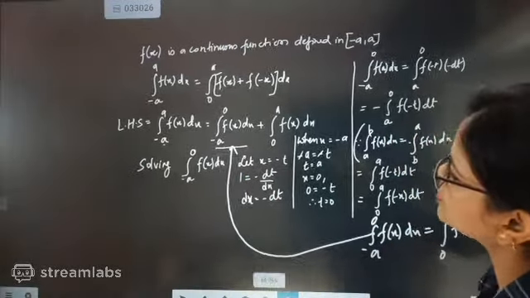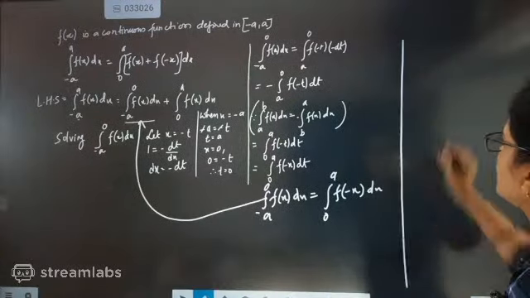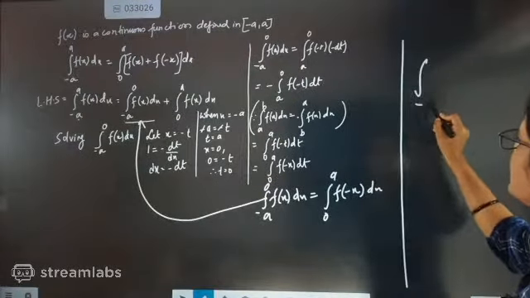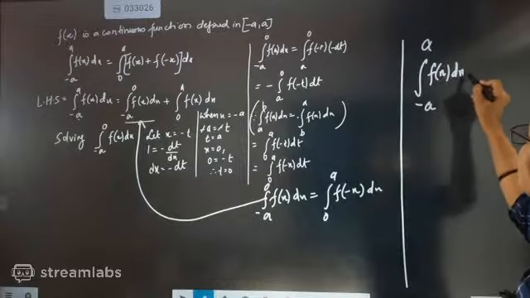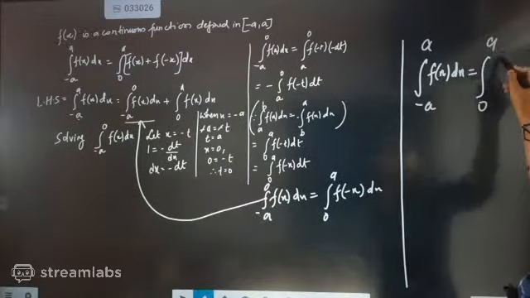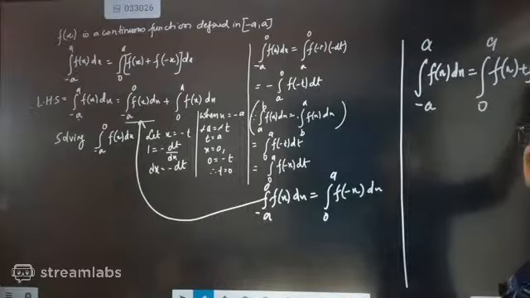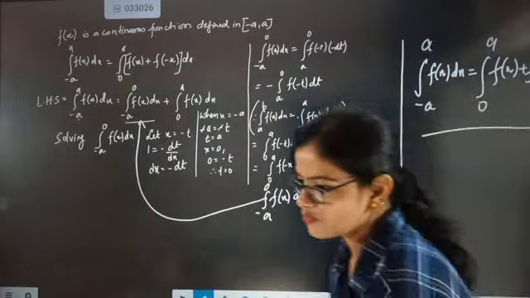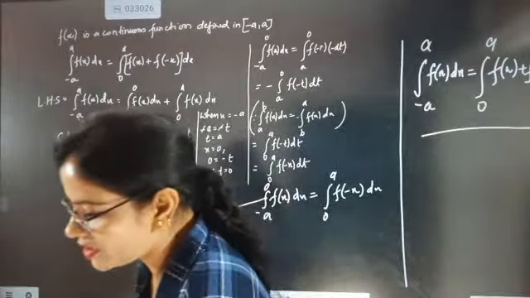Now directly we are going to substitute here. So we came to know one small thing: when we write minus a to a f of x dx, then this will become 0 to a f of x plus f of minus x dx. This is what we had to prove. So this is property number 8.